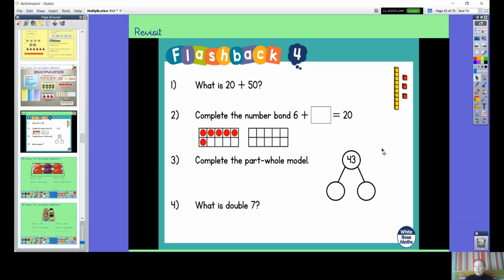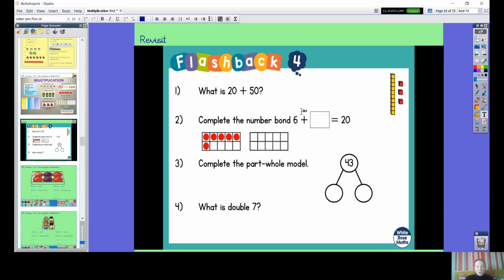Well done, have you had a go? So let's take the first question. So we've got 20 add 50. Well, I know 2 add 5 is 7. So I know that 20 add 50 equals. Okay, so complete the number bond.